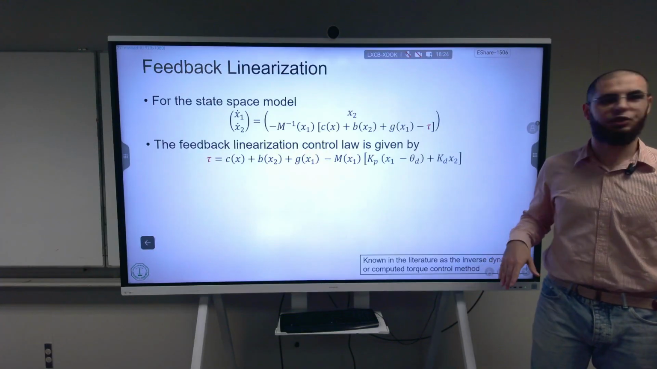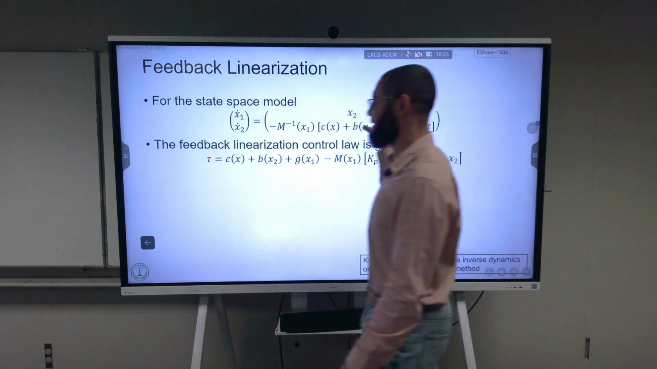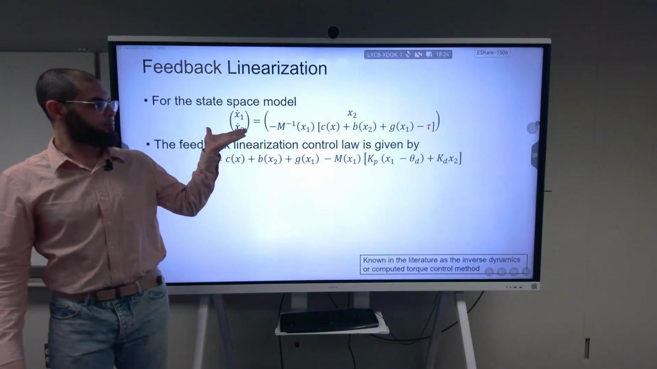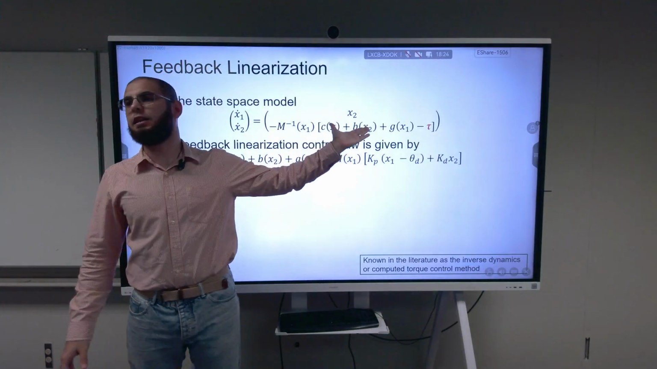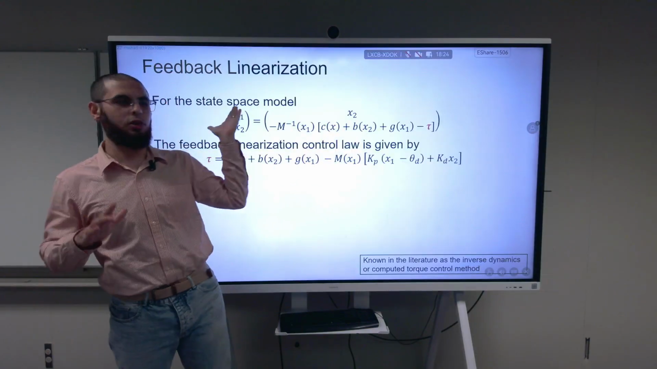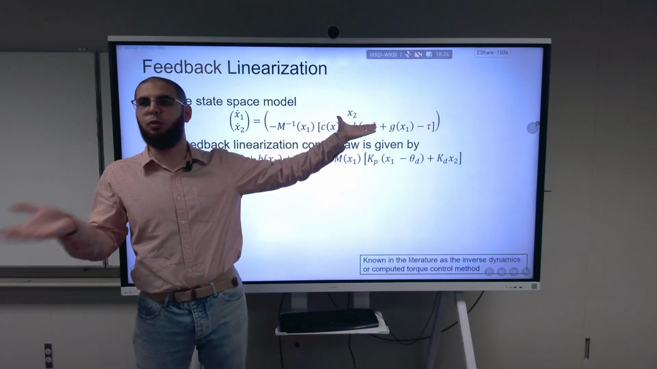Every control engineer should know. So if you have a state space model given by that equation, I have x1 dot is equal to x2. The first equation is already linear. I don't need to do anything for it. x1 dot is equal to x2. x2 multiplied by 1.